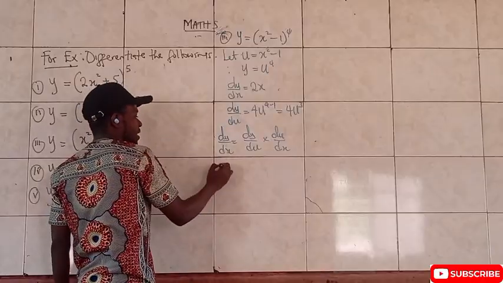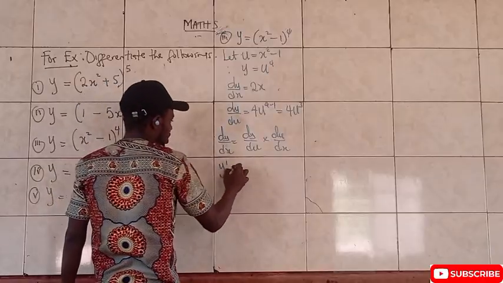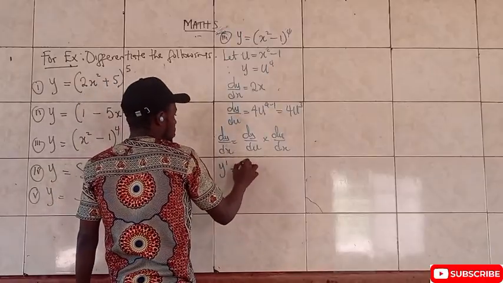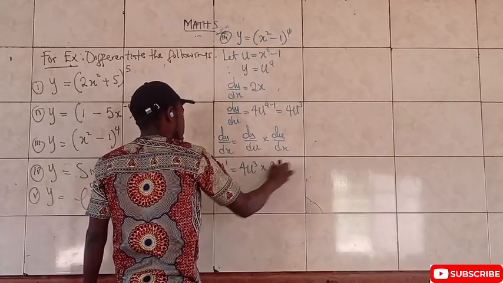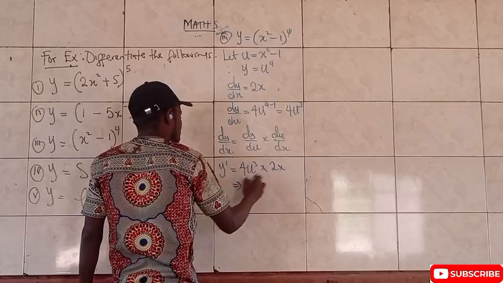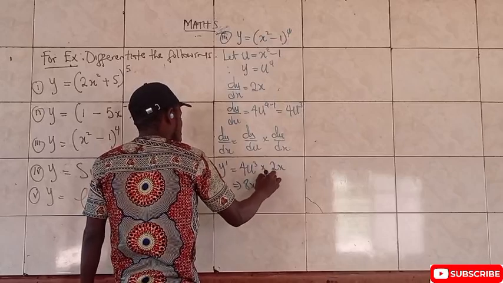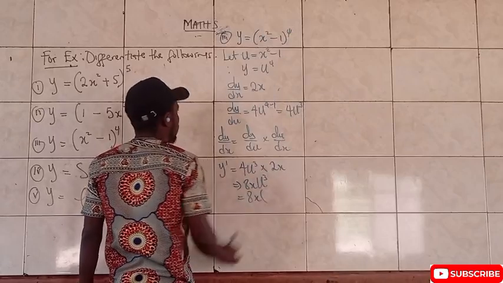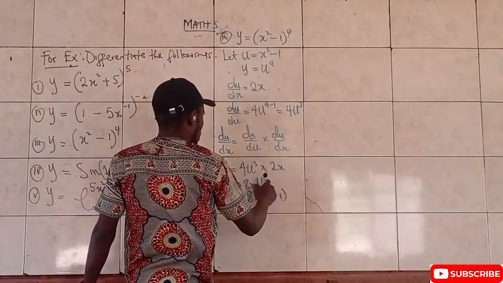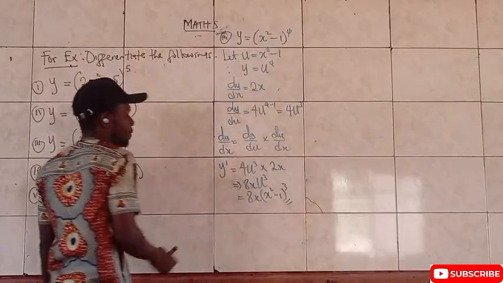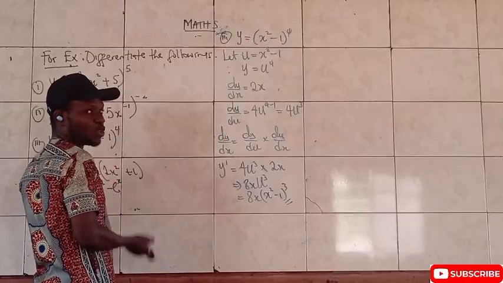That means your dy/dx, which is still y prime, same thing because of the notation, is dy/du, 4u raised to power 3, times du/dx, that is 2x. So when I multiply these two together, it becomes 8x u raised to power 3. Then what is my u? My u is x squared minus 1, so I will say 8x (x squared minus 1) all raised to power 3. And that's my answer.